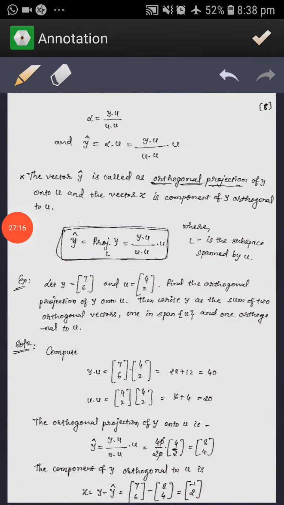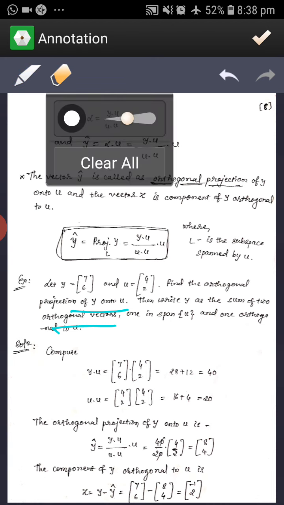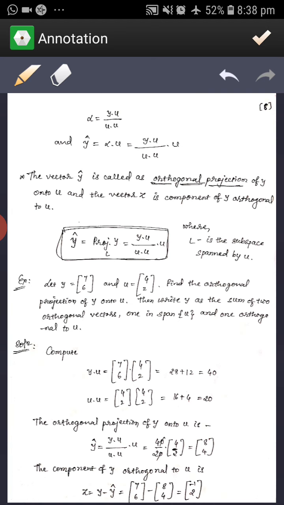Okay, you'll see the problems on that. Here we have two vectors, y and u. Find the orthogonal projection of y on u. So one is to calculate the projection of y on u, and the other is to write y as the sum of two orthogonal vectors. That is, one is a summation and the other is a multiplication of alpha with u. To calculate the projection, what is the projection equation? y cap is equal to y dot u divided by u dot u into u.